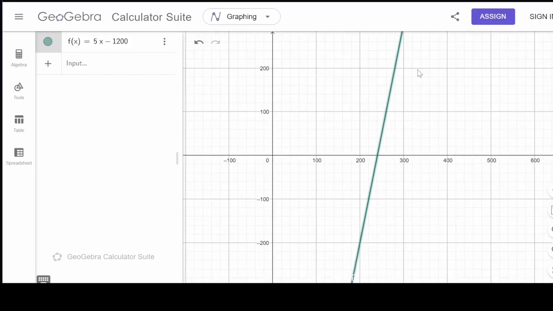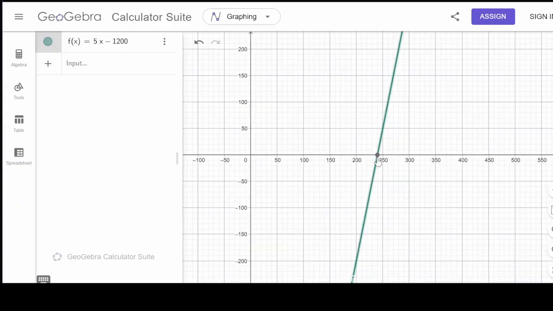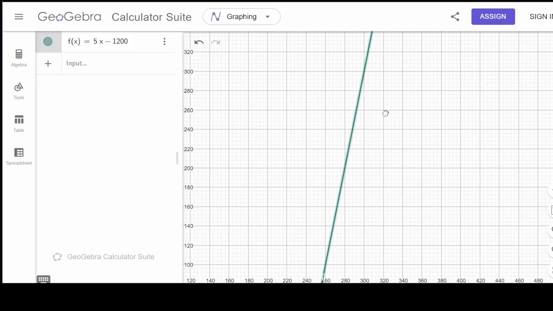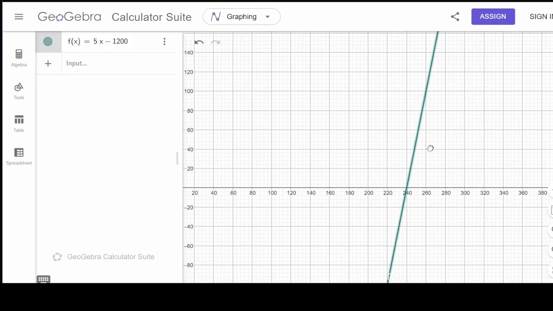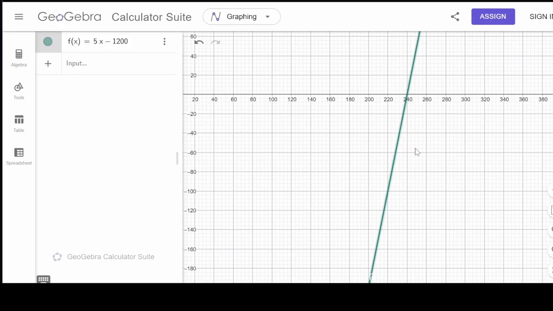So this is a visual representation of Sam's running. As we can see here, it is borderline just a straight line. So Sam will consistently move 5 meters every second on a 1,200 meter line. And the equation that represents that situation is 5x minus 1,200.